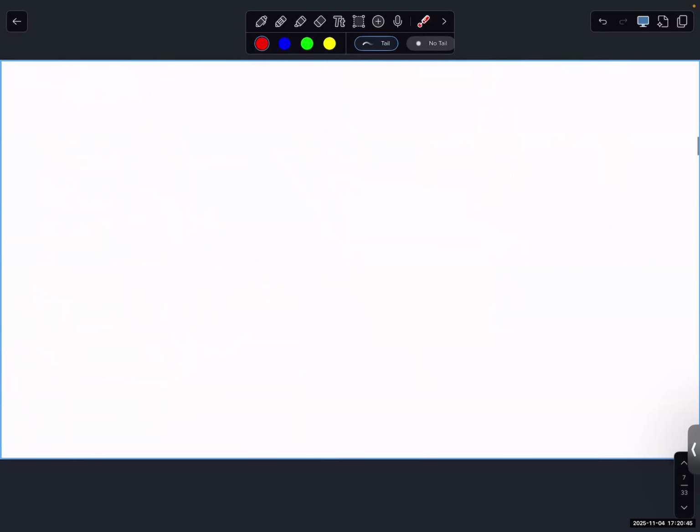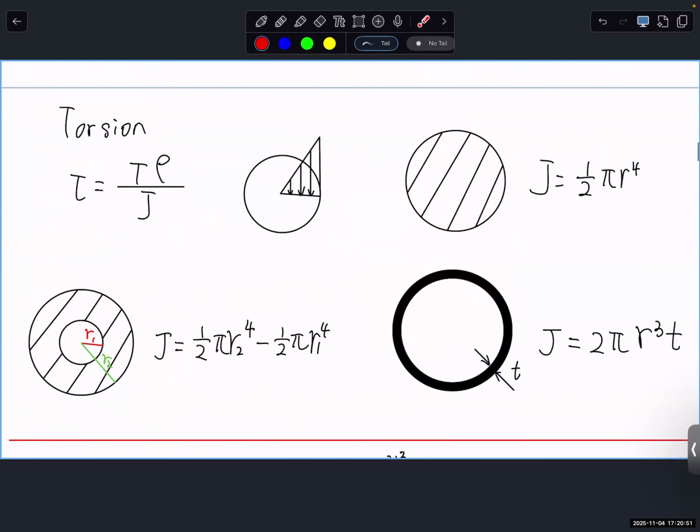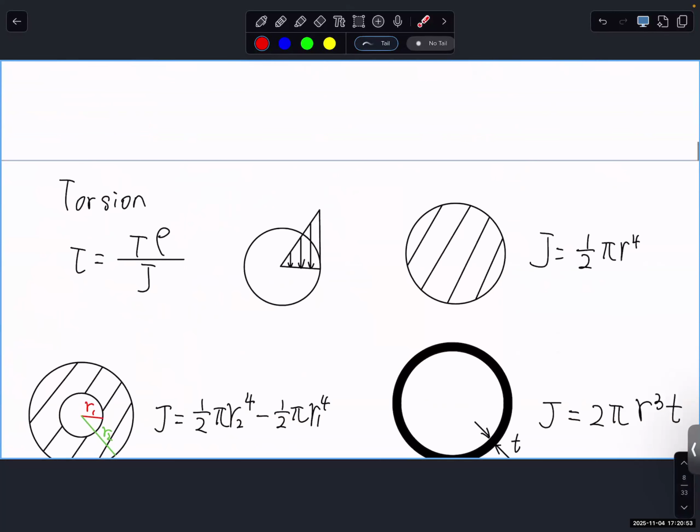Now the next one is torsion. So torsion is also a very common one. So basically, let's say again, I use this one example. I clamp on this side and apply a torque in this way, so it will generate a torsion. And now the stress generated by torsion is not sigma, it's not normal stress, it's a shear stress.